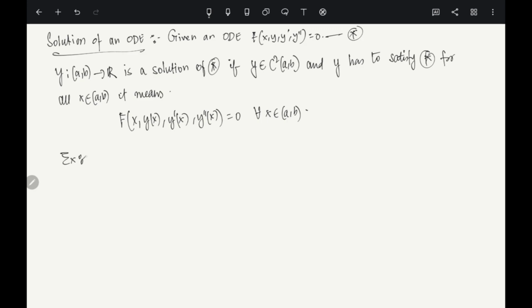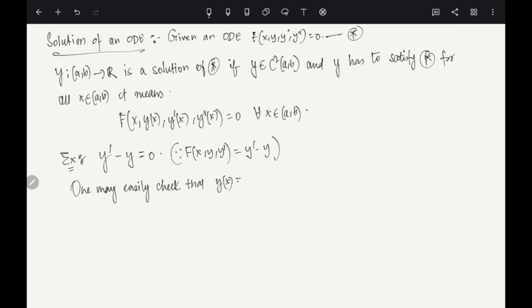So let's look at an example. Let's say an ODE is given by y prime minus y equals to 0. This is an example of an ODE, of course, right? And what is your corresponding f here? F of x, y, y prime will look like y prime minus y. So given an f which looks like this, you have an ODE corresponding to that. Now you see, for this ODE, one may easily check that y of x equals to 0 is a solution.